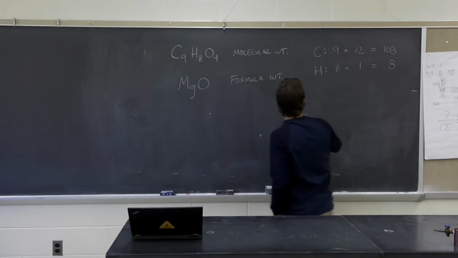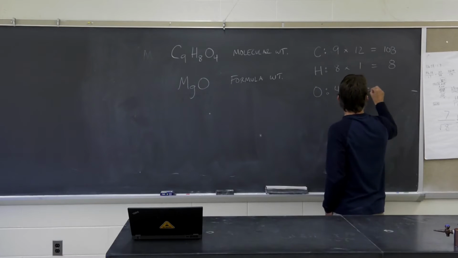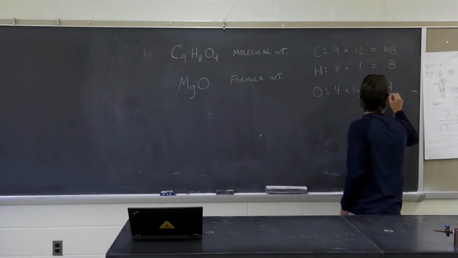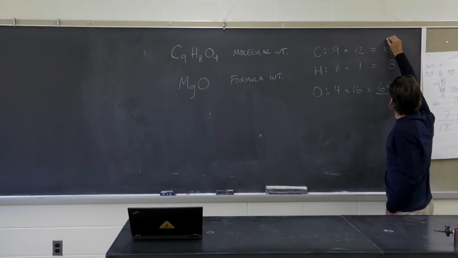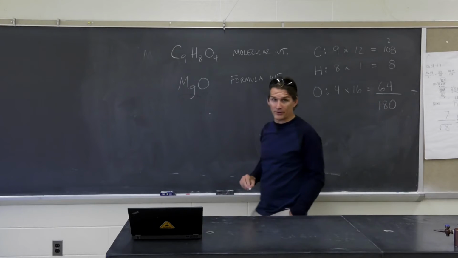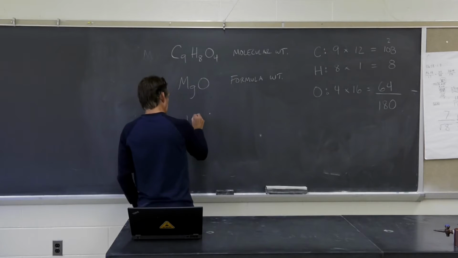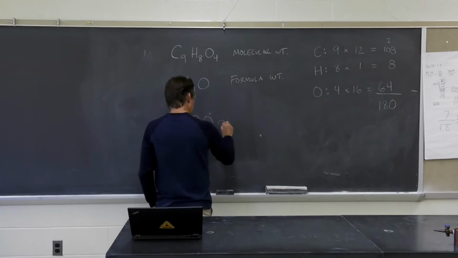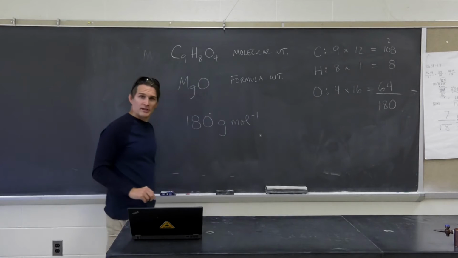And then we have oxygen. There's 4 of those, and that's 16 grams per mole each. That's going to be 64. Let's add all that up. 8 and 8 is 16, and 4 is 20. Carry the 2. I'm getting 180. If I did my math right, that tells me that the molecular weight of aspirin is 180 grams for every mole of aspirin.